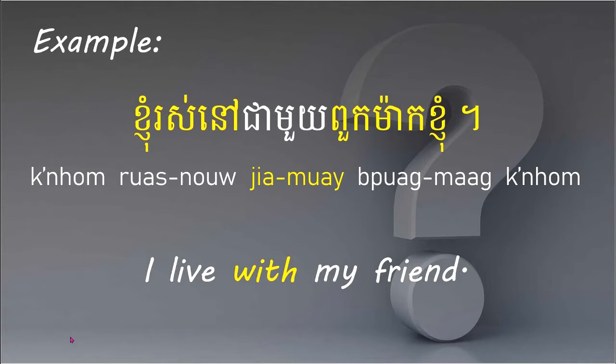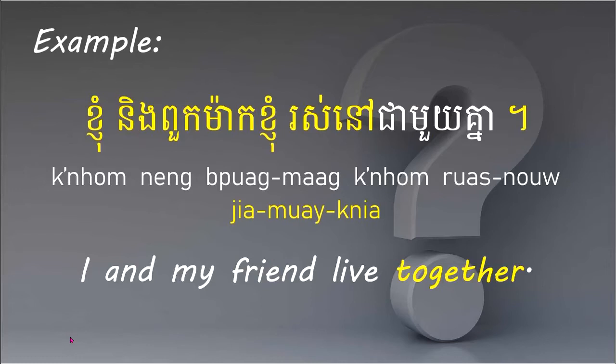For the next example, I use the same sentence, but I change some words and use the word together. In the previous example, you said, I live with my friend. Right now I change it: I and my friend live together. So in Khmer you also have to change. In Khmer you will say khnyom nang puok ma khnyom ruoh nau chia muoy khnia. So you see, in case you use the word together, you have to change. It's the same as in English. Okay, I have two more examples for you.